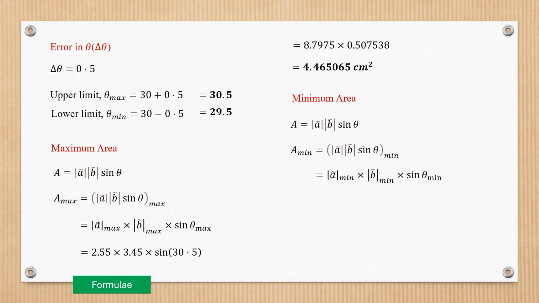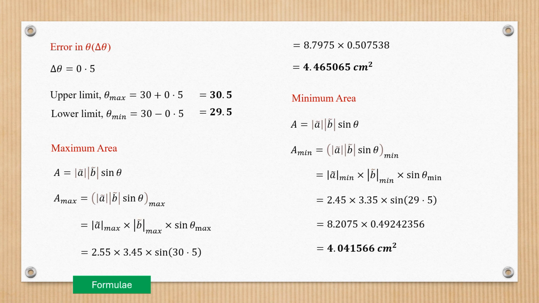The minimum value of area shall be gotten from this formula. So when we're dealing with products, everything shall become minimum. So this is what I'll have. So the answer shall be 4.041566 centimeters squared.